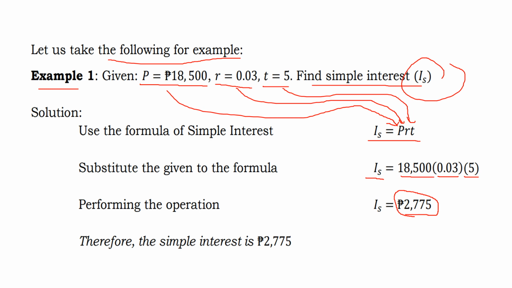So this will be the value of your simple interest after 5 years. If there is a principal involved which is 18,500 with the rate of interest which is 0.03, after 5 years, this 18,500 will earn 2,775 pesos as the simple interest applied to this 18,500 pesos with a 0.03 rate of interest.